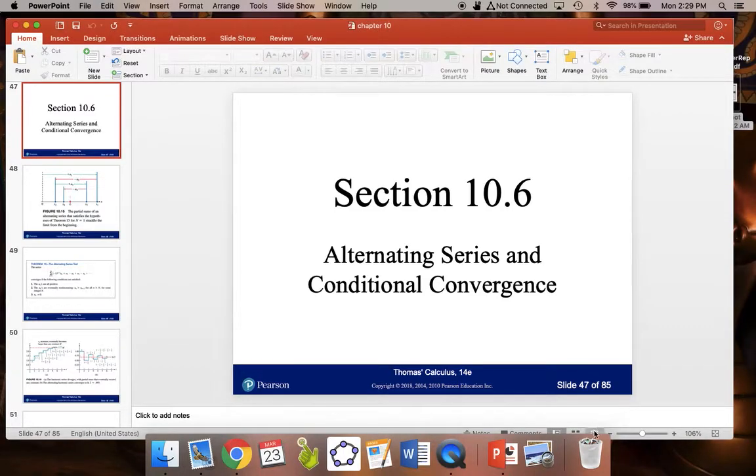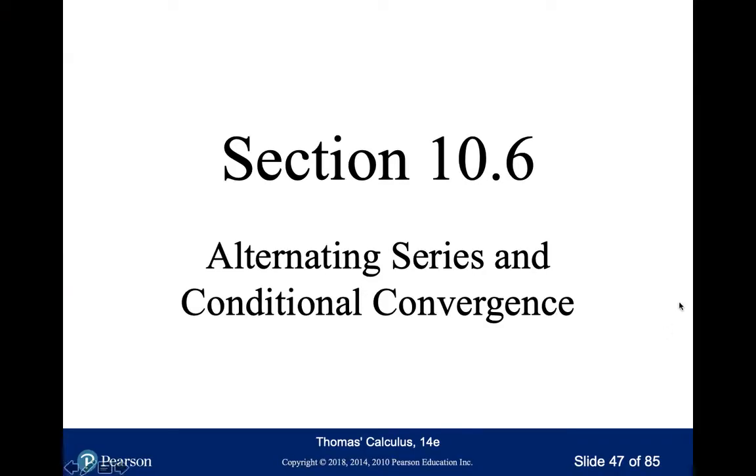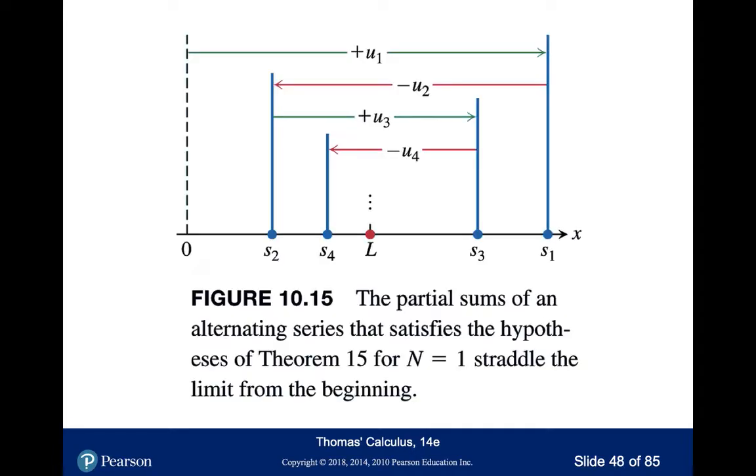Hello, Calculus. Today we're going to talk about section 6 on our series. Today we are going to learn about alternating series and what it means for a series to be conditionally convergent. This is actually going to be our last section that learns a new test for convergence. So we've learned a lot of convergence tests, and so then we're going to review those today as well.